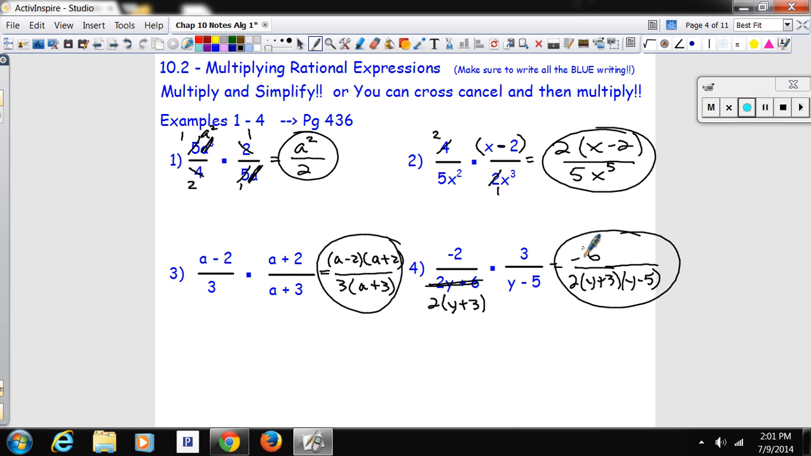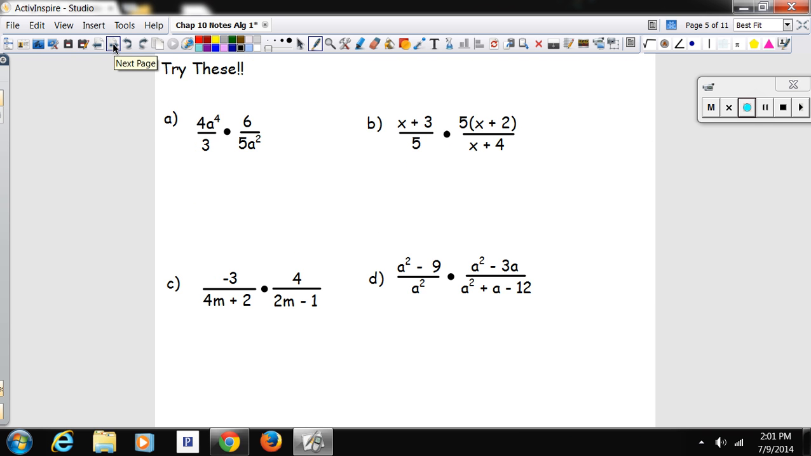So multiplying rational expressions, you multiply across. You could cross cancel if possible. You always cross cancel if you possibly can. Pause it if you need to catch up. Here's your last little page here.